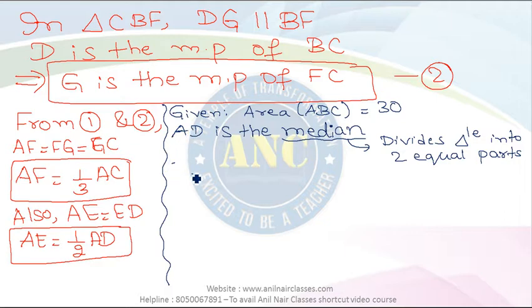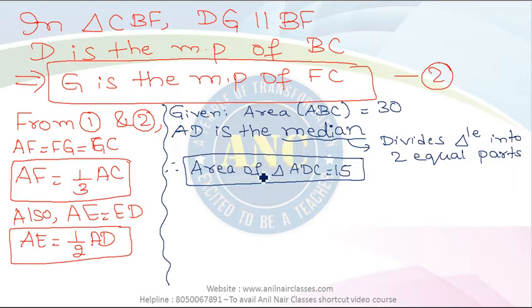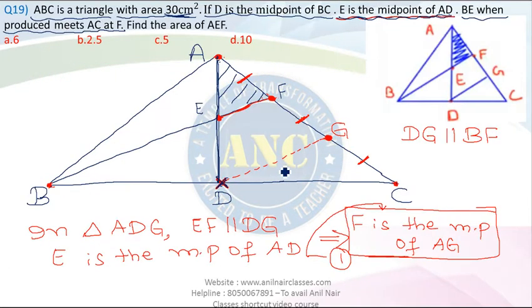That means area of triangle ADC became 15 square centimeters as of now, because half of 30 is nothing but 15 itself. Now what is the question, sir? Area of triangle AEF. The smaller triangle area is what I require. Now first of all, let me use a different color for your better understanding. Triangle EAF is what I require.